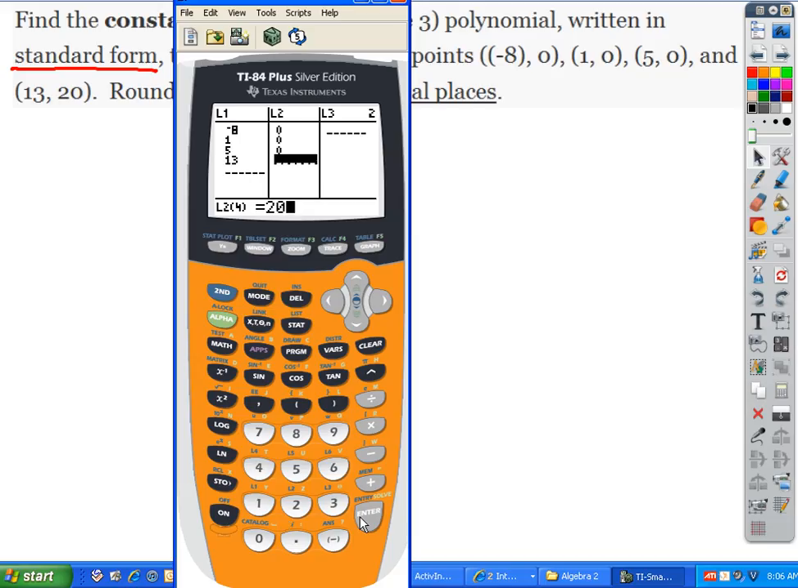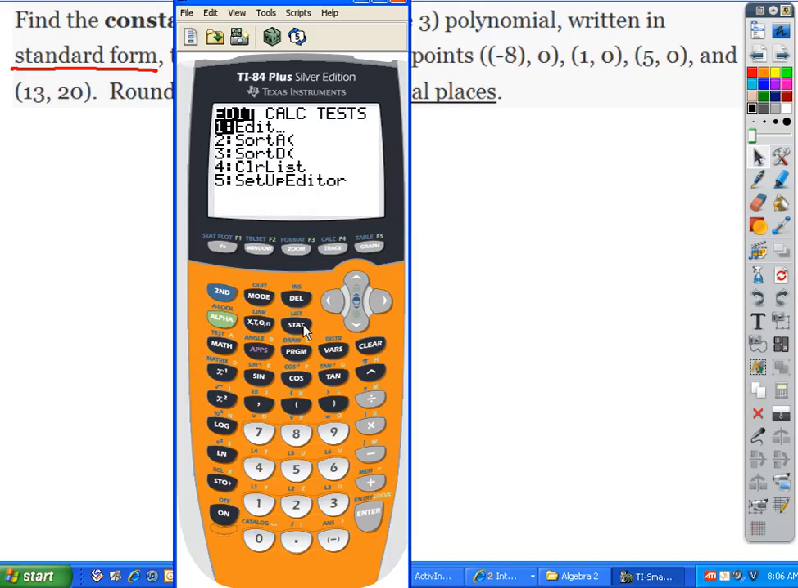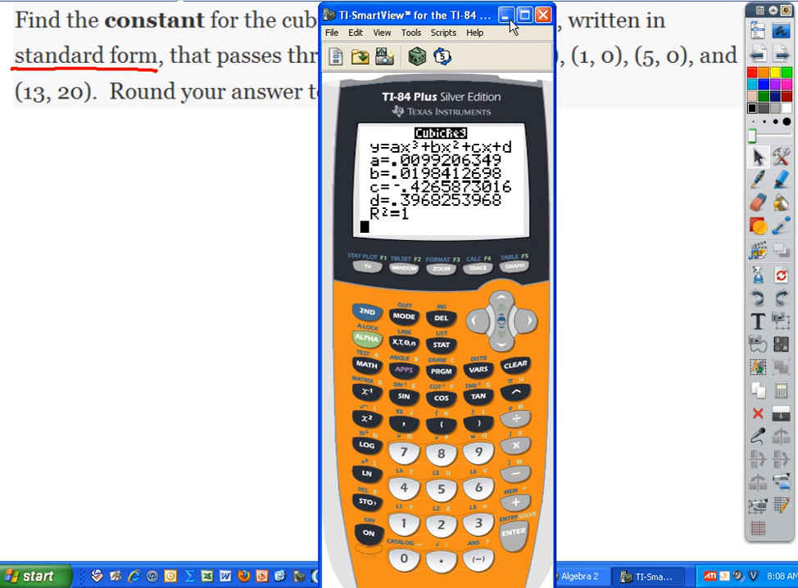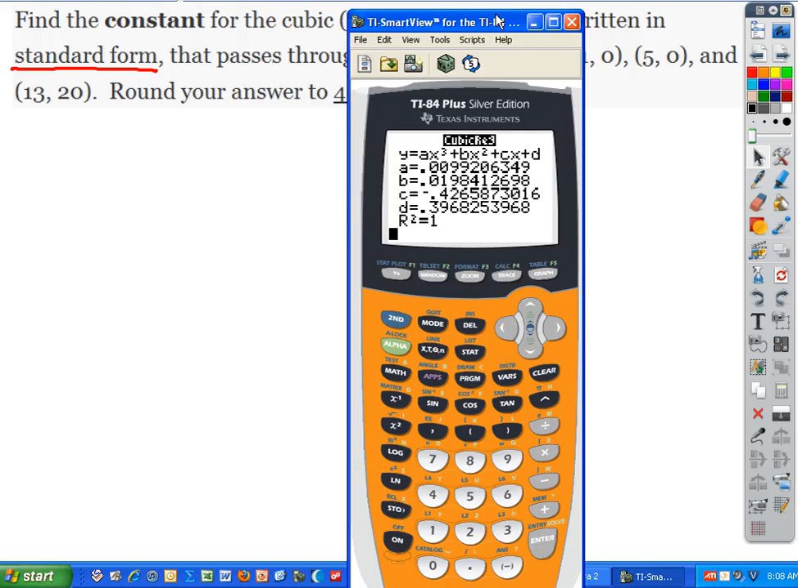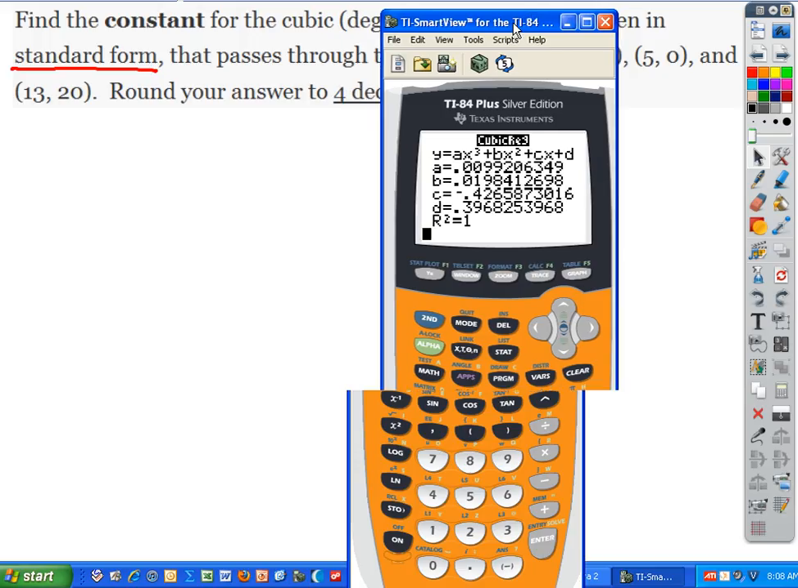Okay, now what? Once I get the data in there, what do I do? Stat, calc menu, and then 6, cubic regression. Okay, good. And then all I need is that. So they wanted to know what the constant was, and they wanted it rounded to 4 decimal places. Well, there it is, right there.